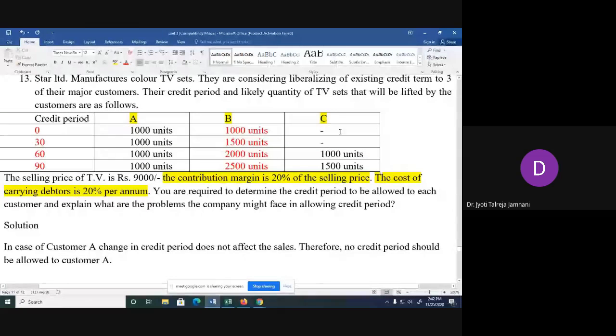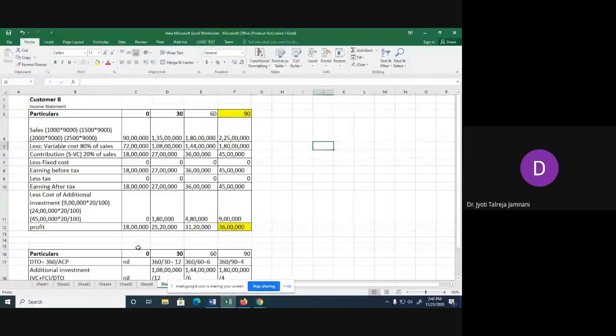In case of customer C, you did not take the first two options, because when you give him 0 days credit and 30 days credit, he is not purchasing anything. So there are no sales at all. When there are no sales, there will be no income statement. We have to take only the last two options, that is 60 days and 90 days. If you take all four, it will be nil, nil, nil for 0 and 30 days. So instead of showing nil, let us not take it. Only two options, 60 and 90 days credit when you give him, he will take from you. So for customer C, we have to do it only for two options. I will show it to you below.